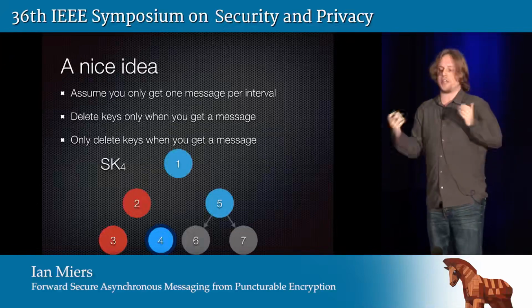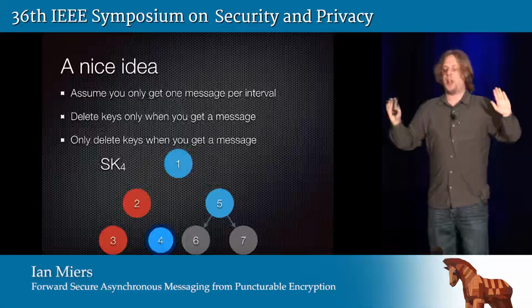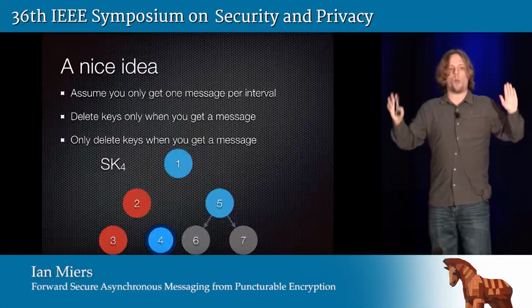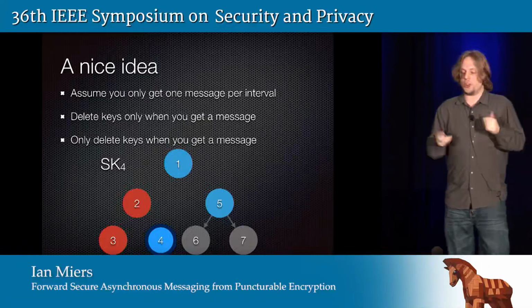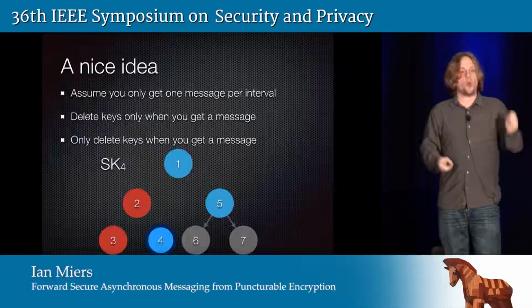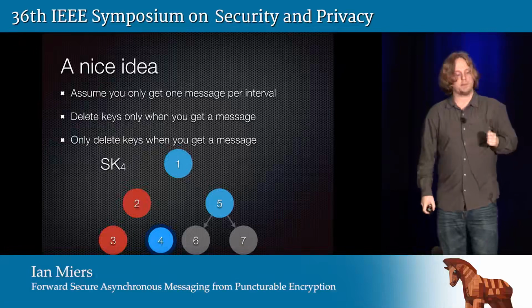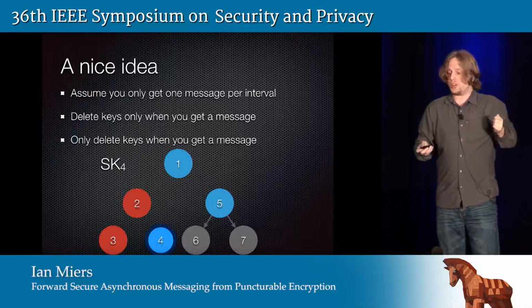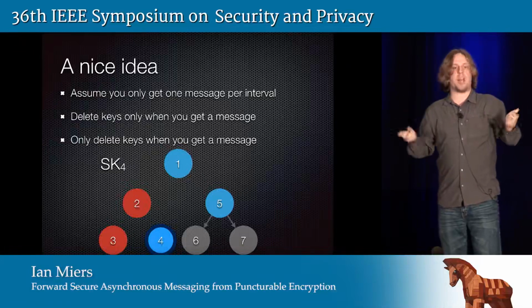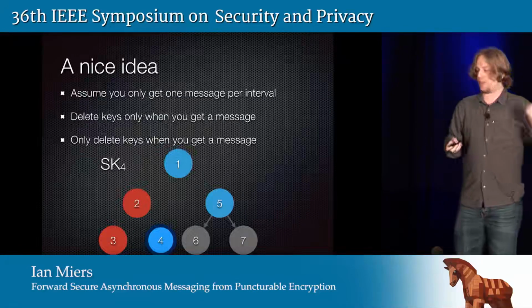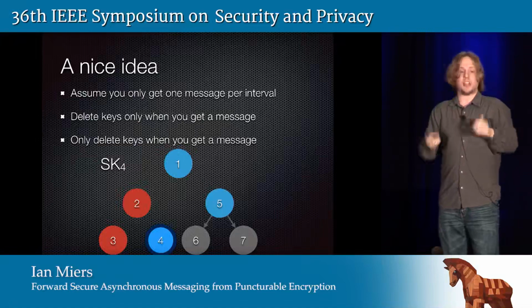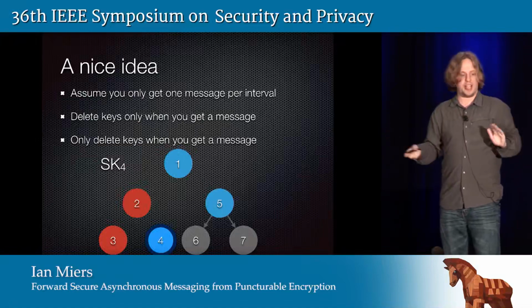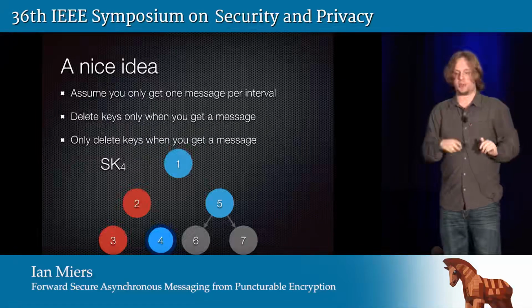So let's assume for a second that you can just assume away how many messages you're going to get and think, I'll just get one message per time interval. Right? Just somehow get that. And then you could do something interesting. You could delete keys only when you get messages. So you could skip time interval 1. You didn't get anything for that. You did get one from time interval 2 and time interval 3. And so you delete those. But you're still safe. You've still got forward security because you deleted the keys that could decrypt those messages.